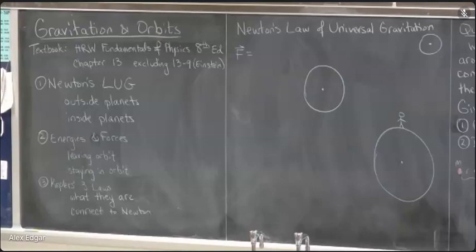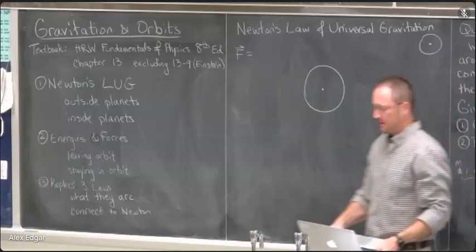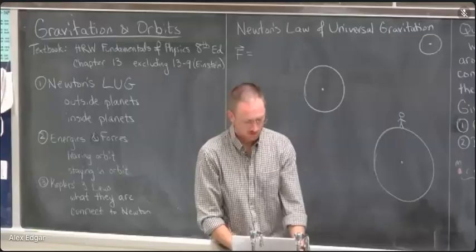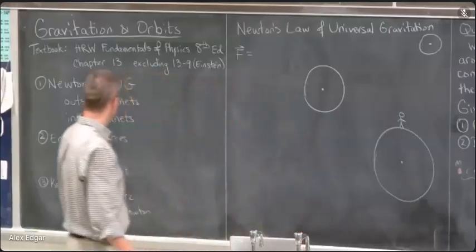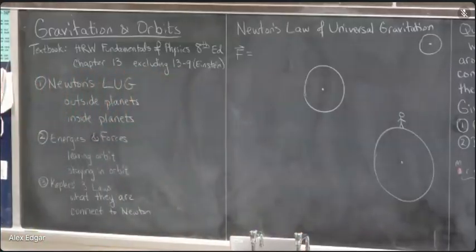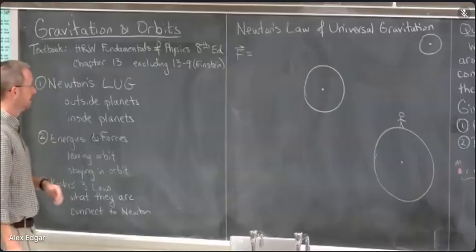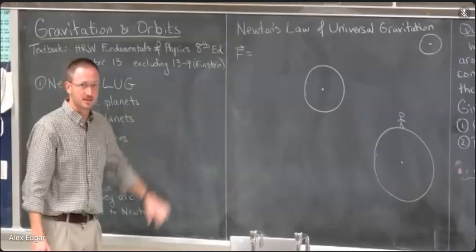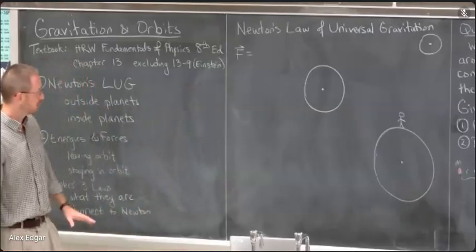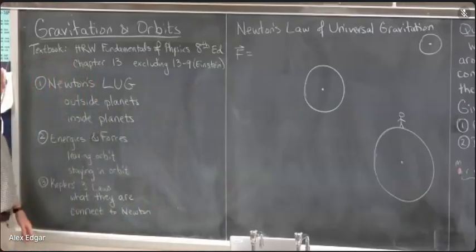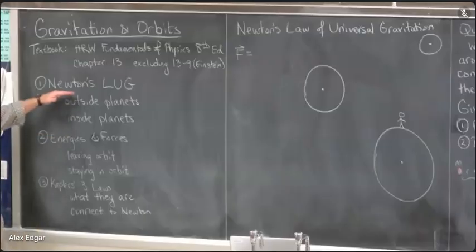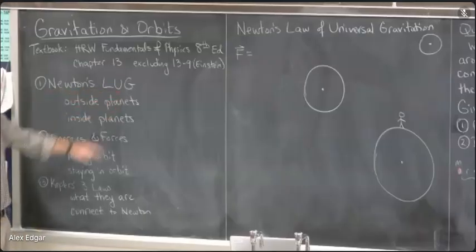In this chapter, we will be looking at gravitation and orbits. The corresponding textbook is the 8th edition of Halliday, Resnick, and Walker, Fundamentals of Physics. We'll be looking at chapter 13. We will not be including Einstein, no relativity yet. We'll get there later. We're going to start by looking at Newton's law of universal gravitation.